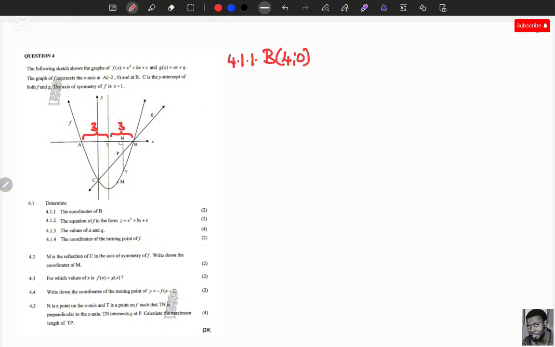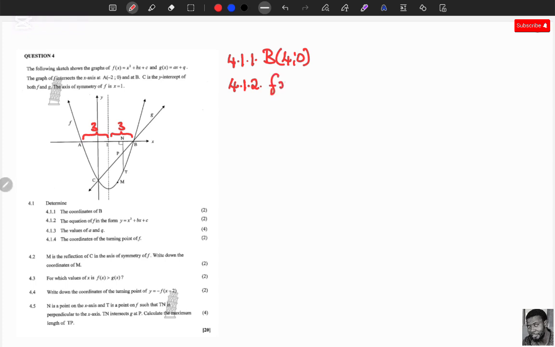The second one, which is 4.1.2, we need to determine the equation. So how are we going to determine the equation? Let's check. Okay, we'll do it like this.